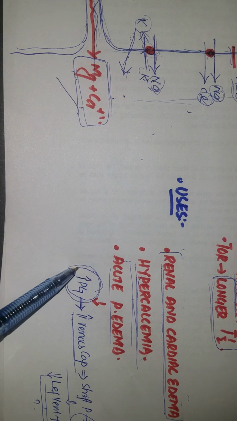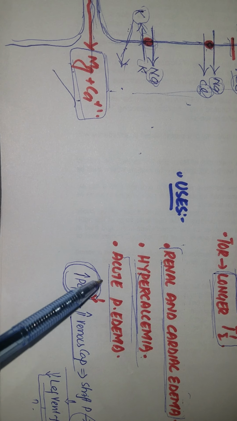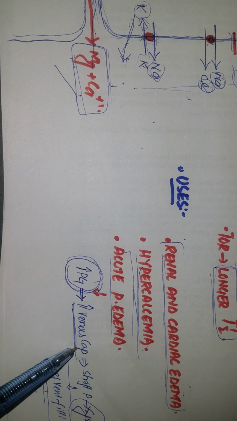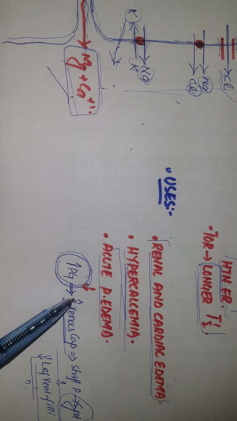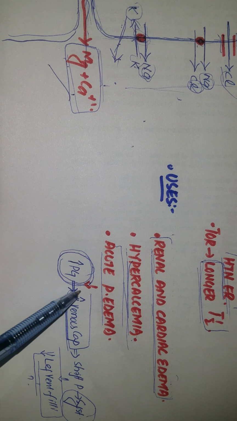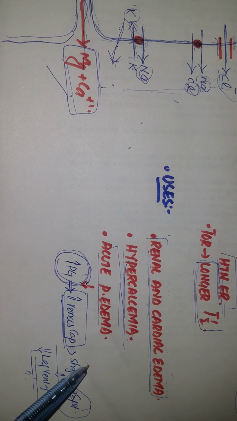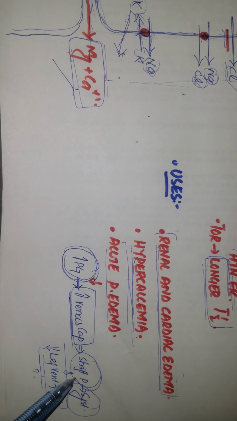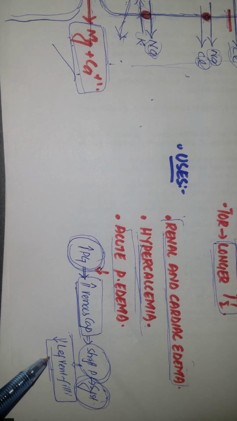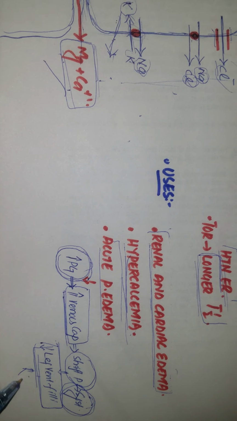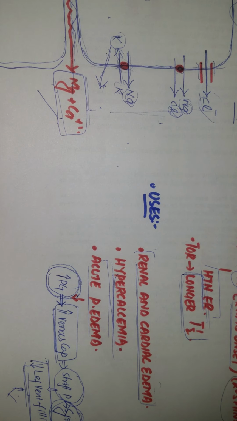Due to some mechanism, they produce prostaglandins, and we know that prostaglandins will increase the diameter of the veins, so will cause an increase in the venous capacitance. So there will be a shift of the fluid from the pulmonary circulation to the systemic circulation, and there will be a decrease in the left ventricular filling, which will relieve the symptoms of acute pulmonary edema.